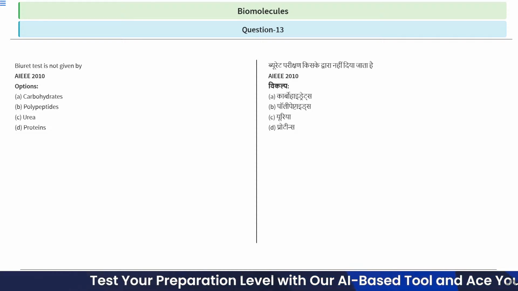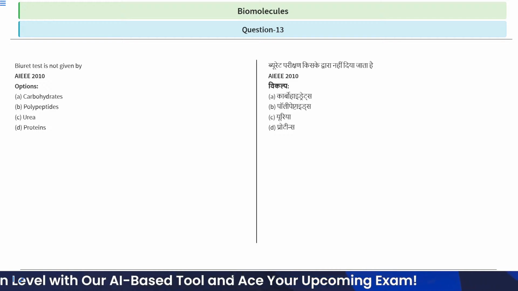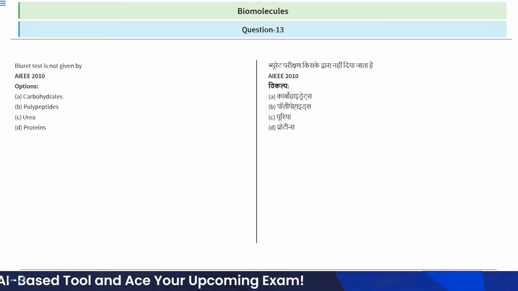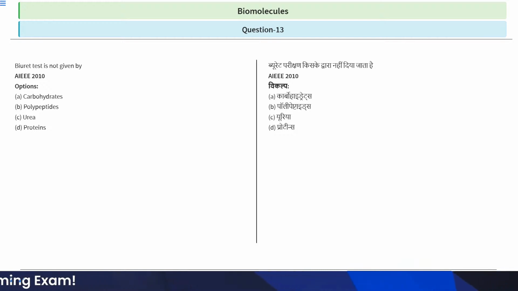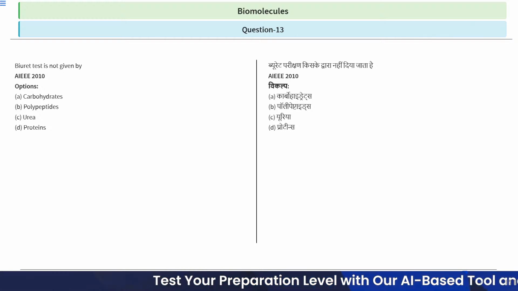Biuret test is not given by, select from the options. Options are carbohydrates, polypeptides, urea, or proteins. You have 10 seconds to think about this question, and then we will see the correct answer.